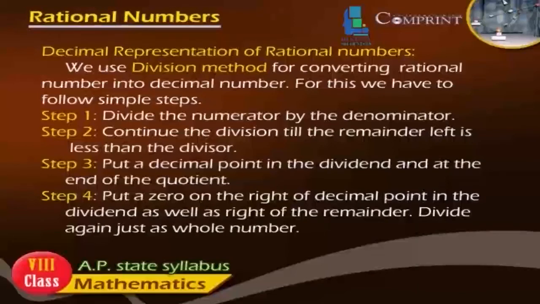Decimal representation of rational numbers. We use the division method for converting a rational number into a decimal number. For this, we have to follow simple steps. Step 1. Divide the numerator by the denominator. Step 2. Continue the division till the remainder left is less than the divisor. Step 3. Put a decimal point in the dividend and at the end of the quotient. Step 4. Put a 0 on the right of the decimal point in the dividend as well as right of the remainder. Divide again just as whole numbers.